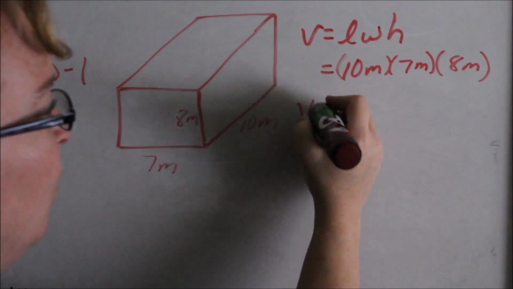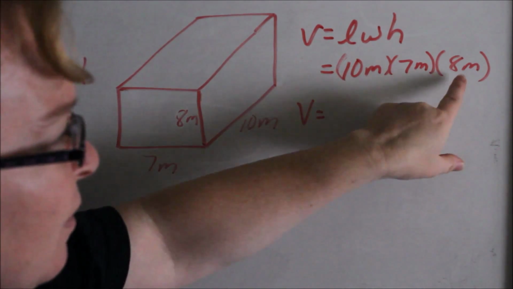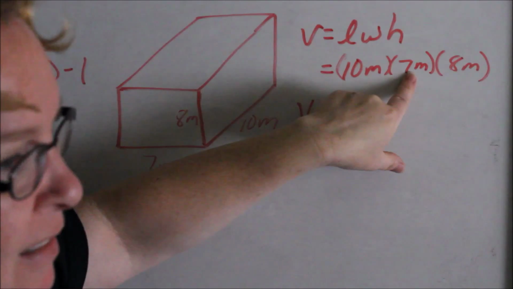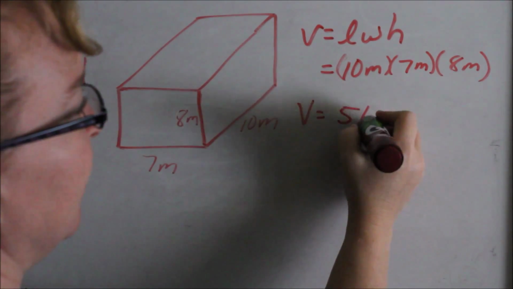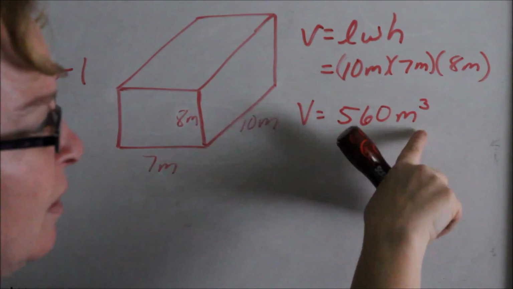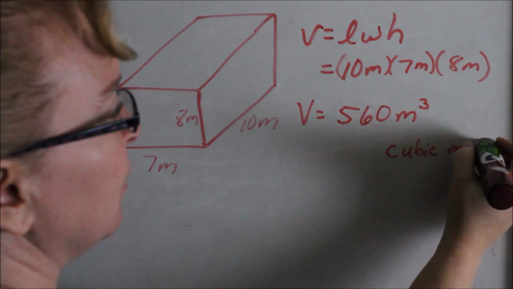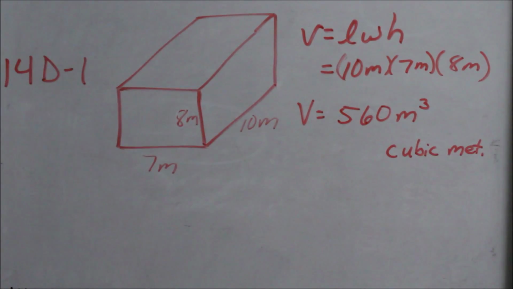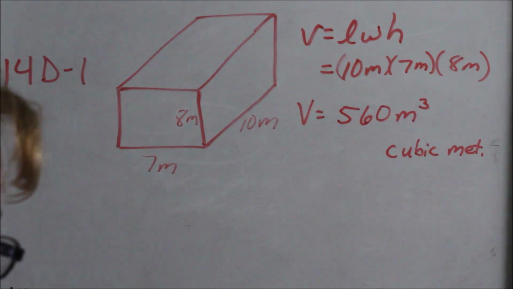It doesn't matter what order I multiply these in, because multiplication is commutative. So 8 times 7 is 56. 56 times 10 is 560. So 560, and I want cubic meters. I can even write it cubic meters if I want. So 560 cubic meters, that's your volume, that's how much will fit inside this box.